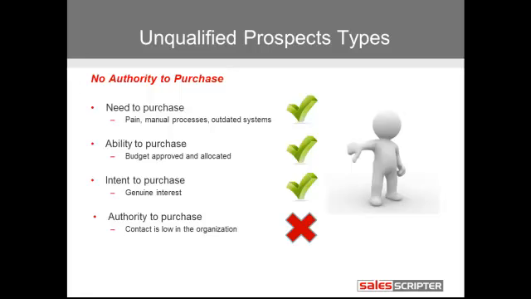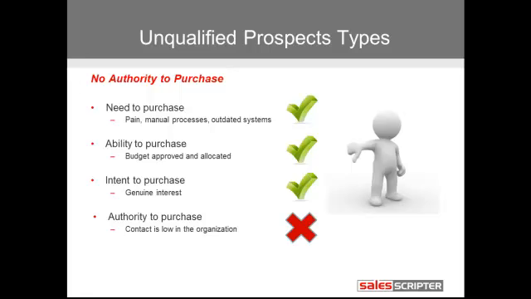Another one is the no authority to purchase unqualified prospect. In this case, they do have a need. The current system is cumbersome. It's breaking. It's outdated. They have the ability, budget's been approved and allocated. They have the genuine intent, but you're dealing with someone at a manager level, and the VP that needs to sign off is not anywhere around. They have no idea that you're even talking.